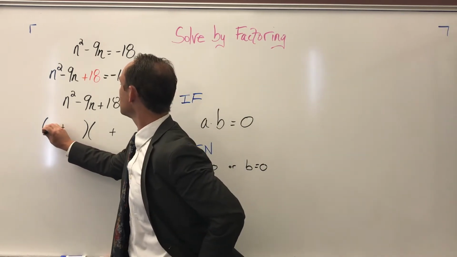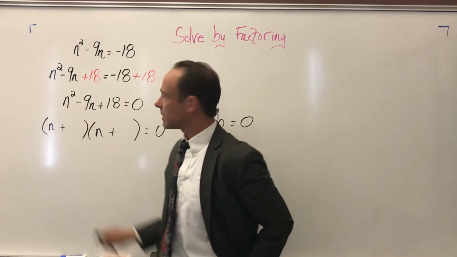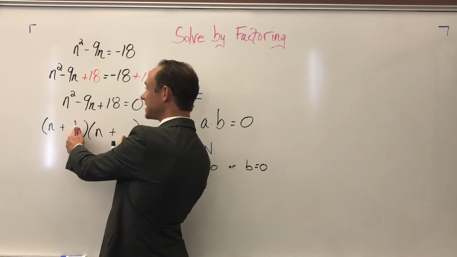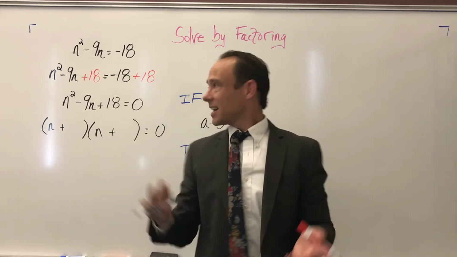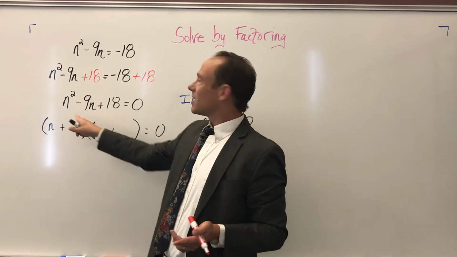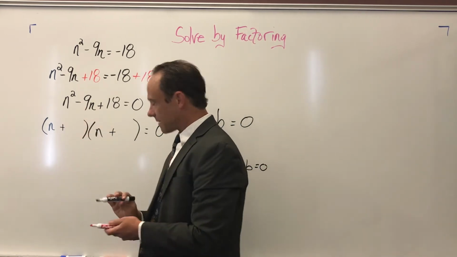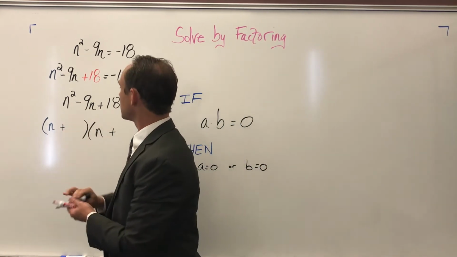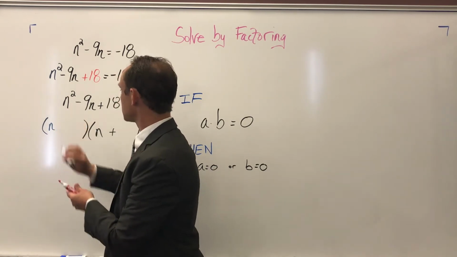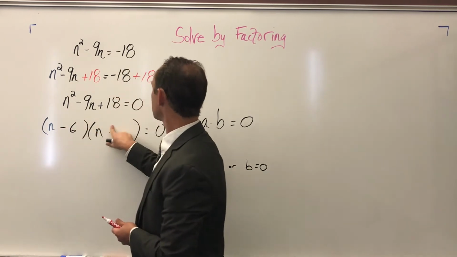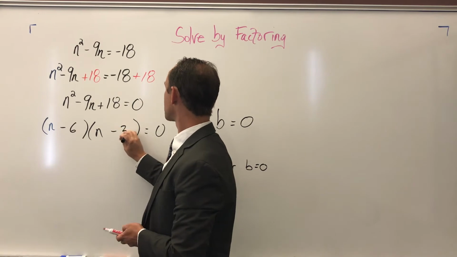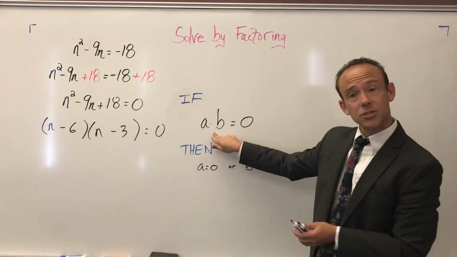So I'm going to go n and n. That's going to get me my n squared, my 18. 9 times 2 is not going to get me there, so it's probably 6 times 3. They're going to have to both be negative, so I'm going to switch this to a subtraction of 6 and 3. Okay, so here we're at this situation.